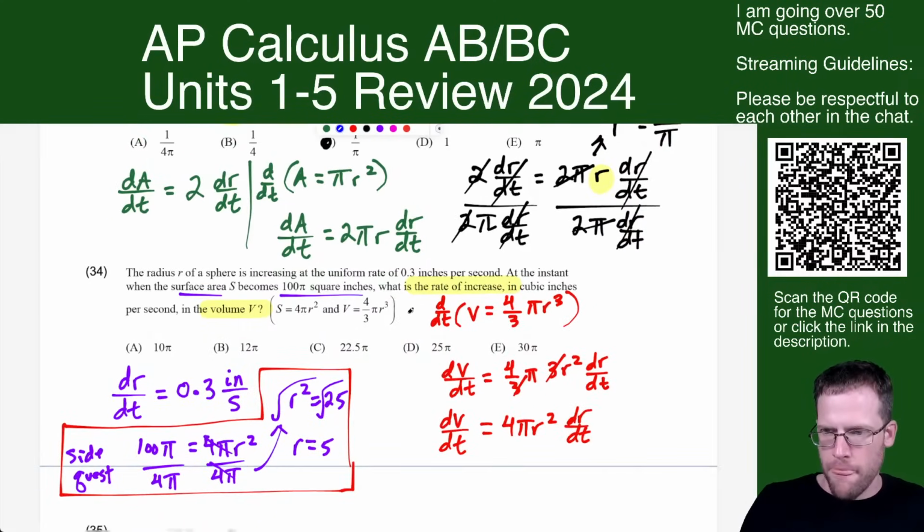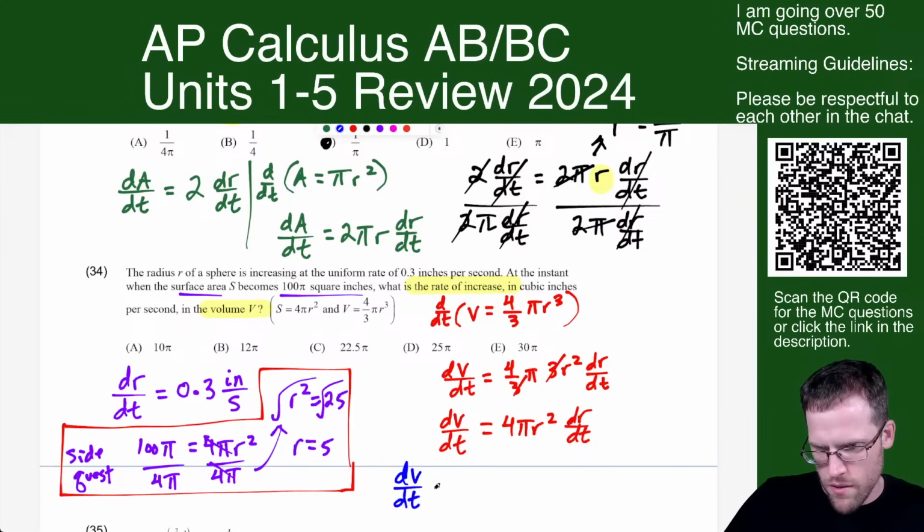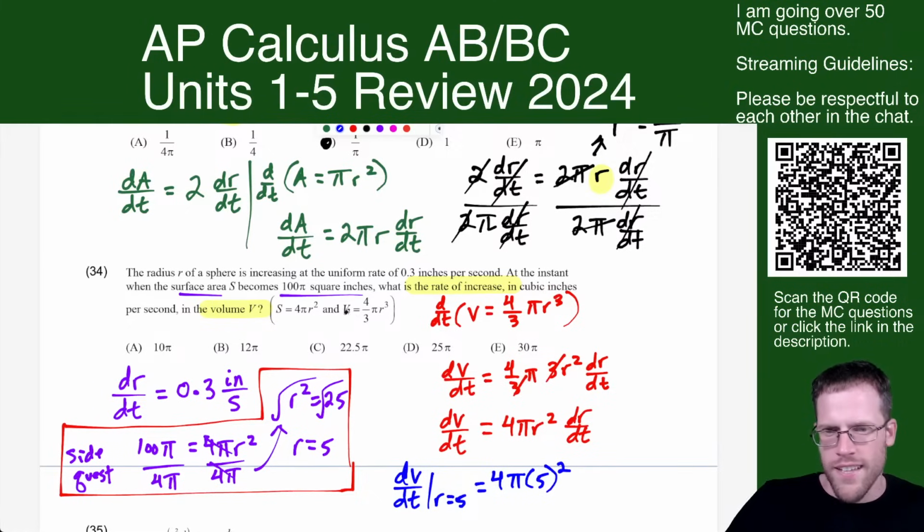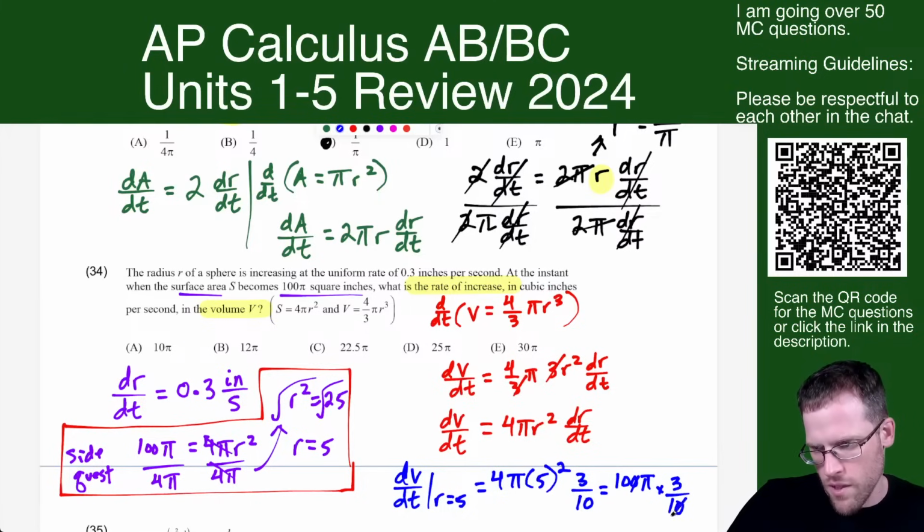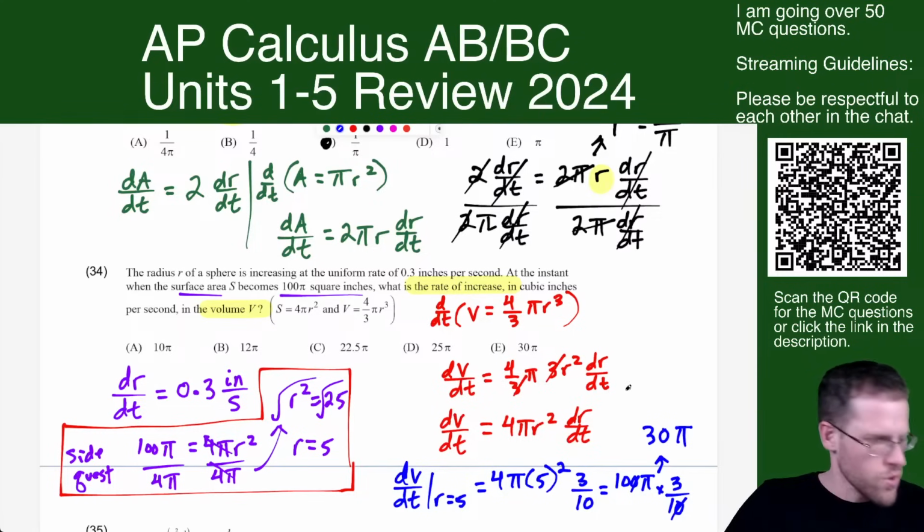So now for the actual answer, dV/dt at r equals 5 is, see, we just go right back to 100 pi. So it's like we're just running in circles. Oh, no pun intended. And then dr/dt is 0.3, which I'm just going to write as 3/10. Let's say it's no calculator. 5 times 5 is 25 times 4 pi, so it's 100 pi times 3 over 10. So see you later to this. 3 times 10 makes 30 pi. And that's choice E.